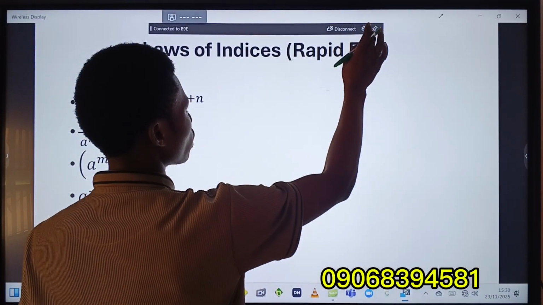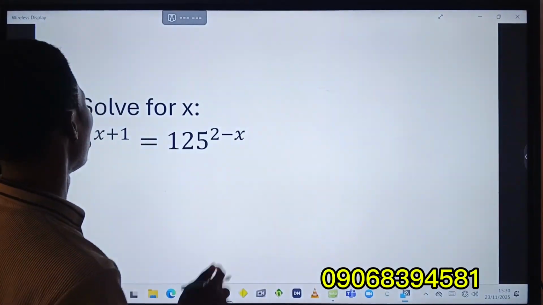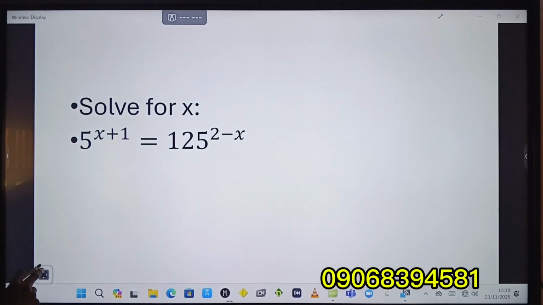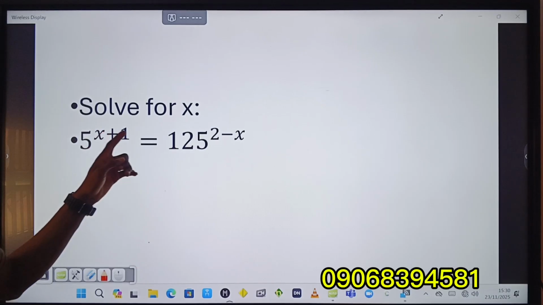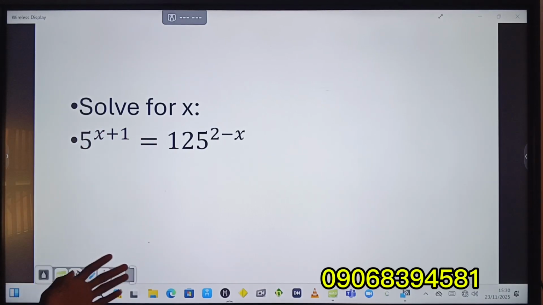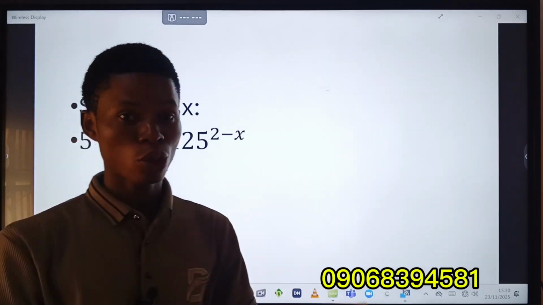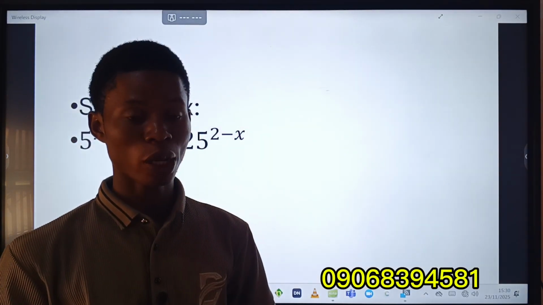All right, so let's look at some examples. Now, example 1 says solve for x. Now you have something like this. If you have an equation like this, the first thing you have to do is this. Any equation I'm solving now, they are past questions. I took them from past questions.